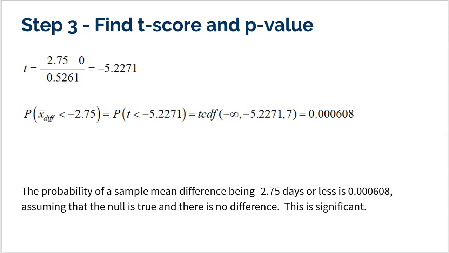So now the p-value is the probability that any other average difference is lower than my negative 2.75, and that would be a t-score lower than the negative 5.2271. So I used tcdf. This time I had to start with negative 99 to go way below, and don't forget the 7 degrees of freedom, and I got a p-value of 0.000608. So that's a very low number, which means that essentially I should not have seen what I saw. Seeing a difference of negative 2.75 or lower should not have happened, but guess what? It did. So that's what tells me that this is certainly significant.